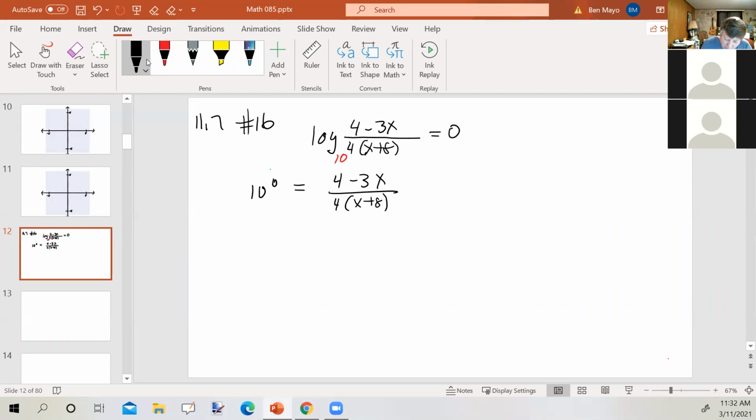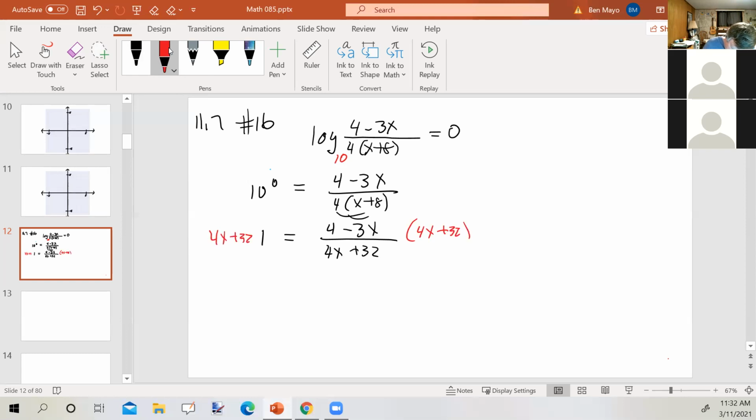All right. 10 to the 0 power is 1. So I've got 1 equals 4 minus 3x over the denominator. I'm going to go ahead and distribute that denominator, 4x plus 32. Well, now to clear the fraction, I'm going to multiply both sides by the LCD, which is 4x plus 32. So on the left side, I get 4x plus 32. And on the right side, I get 4 minus 3x. Again, any questions there?